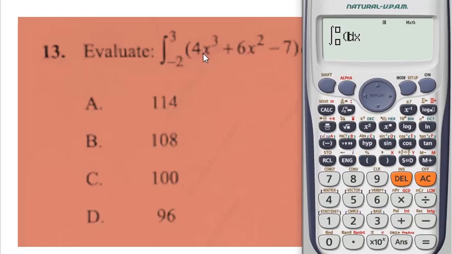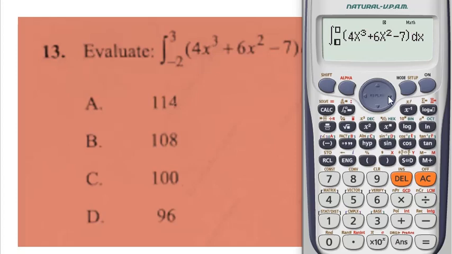So open bracket, we have 4s cubed. So 4, click on alpha x, and then click on this, and then you punch 3. And then we have plus 6s squared. So you punch 6 alpha x, and you click on this, and it will give you 6s squared, and then we have minus 7. After punching minus 7, you close the bracket just like they've closed the bracket over here. After that, you input 3 and minus 2.